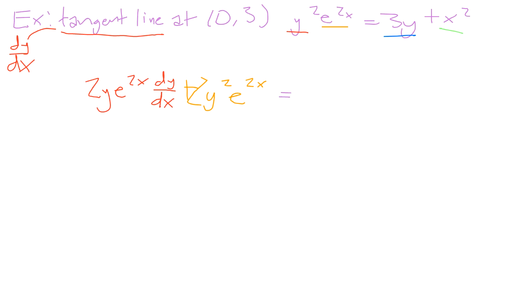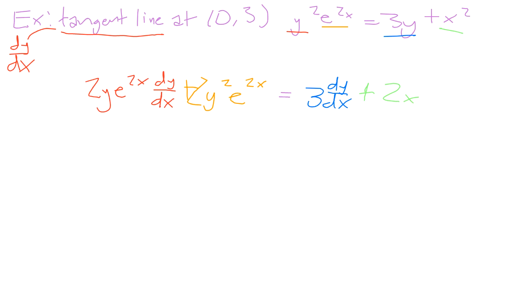If we derive 3y, we're going to be left with 3 dy over dx. And that last term is our x squared, which is just another product rule, which will just give us 2x. Now we continue to follow the pattern that we have been, to where we just pull our dy over dx to one side of the equation and everything else to the other.